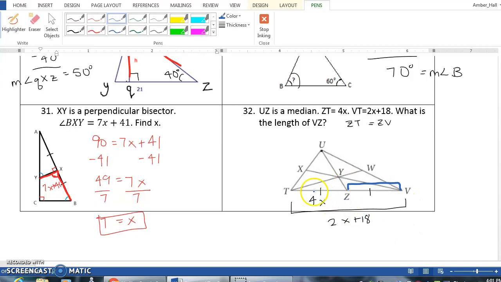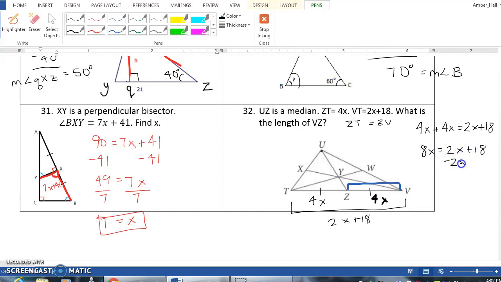Well, first of all, if ZT is 4x, then I also know that VZ is 4x. But I want the actual numerical value of the length of VZ. So now I need to set up an equation to solve for x to be able to figure out how long VZ is. Well, I know that this is 4x and that is 4x, so if I add those together, I'm going to equal 2x plus 18. 4x plus 4x equals 2x plus 18. So I combine like terms. 4x plus 4x is 8x equals 2x plus 18.